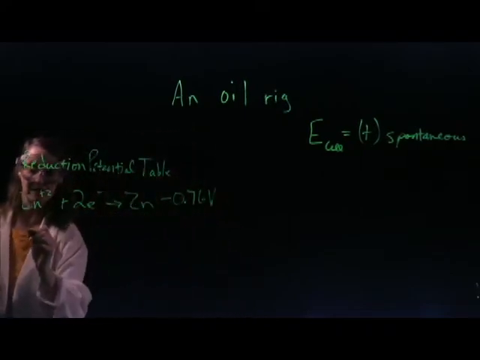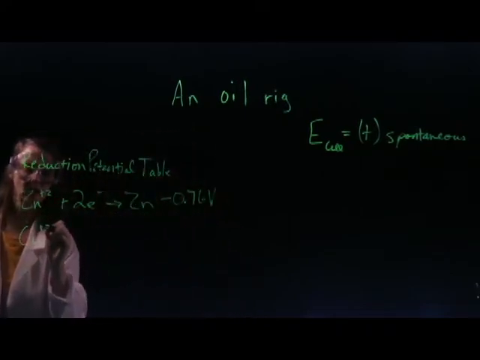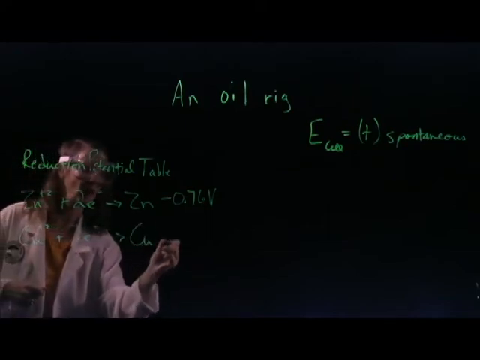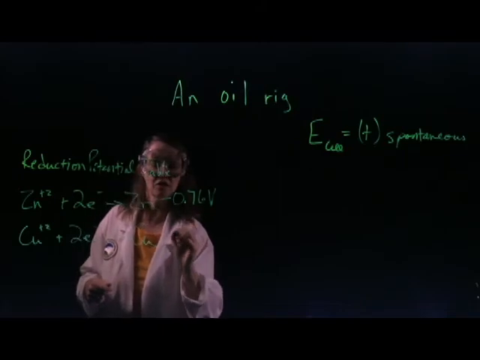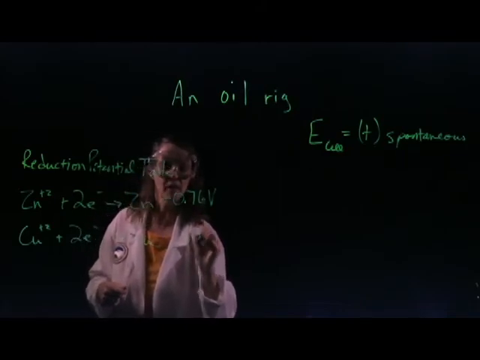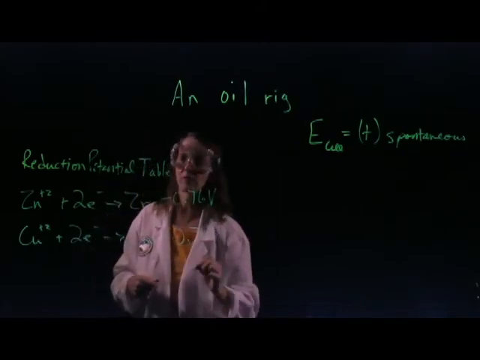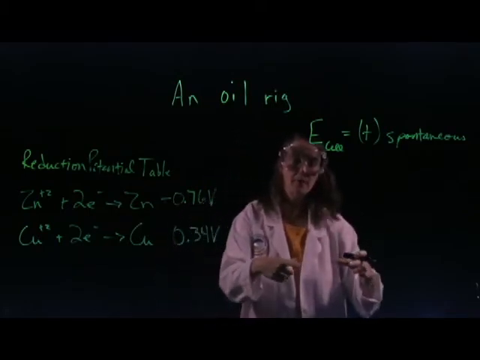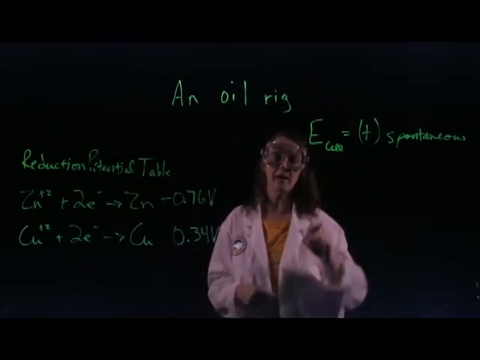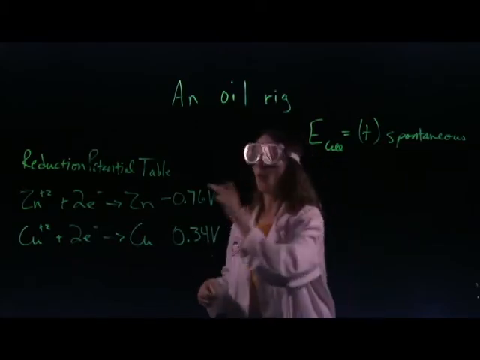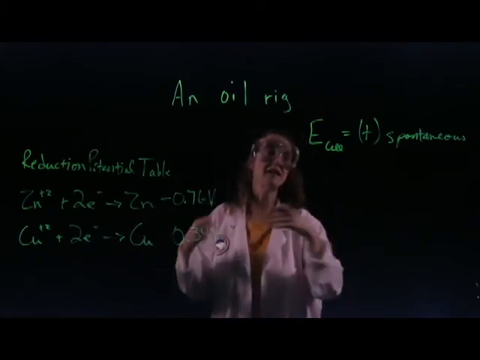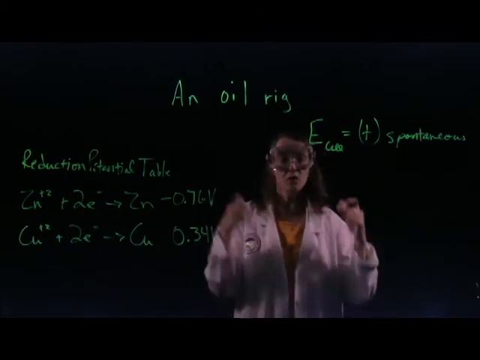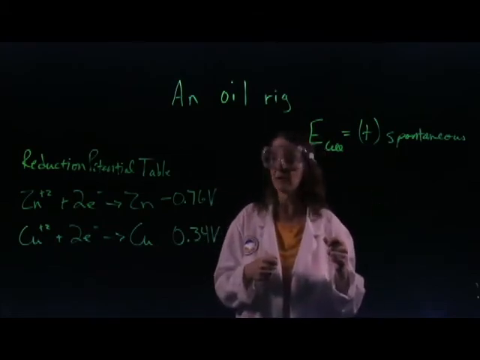Copper is also in this table, a little further down. Copper ions pick up 2 electrons to form copper metal. And the reduction potential given here is a positive 0.34 volts. Now, when we hook up zinc and copper, we can measure a positive E cell, but one of these metals is being oxidized and the other one's being reduced. The question is which one? Which one's being oxidized and which one's being reduced?